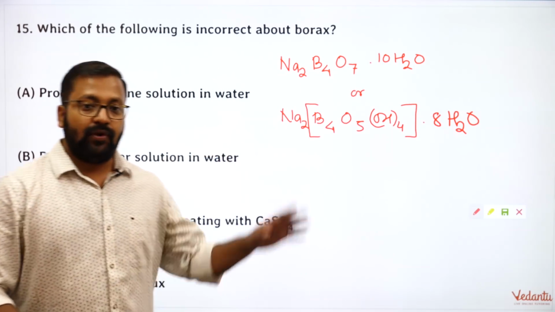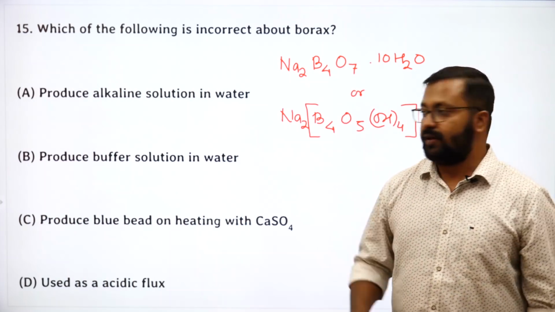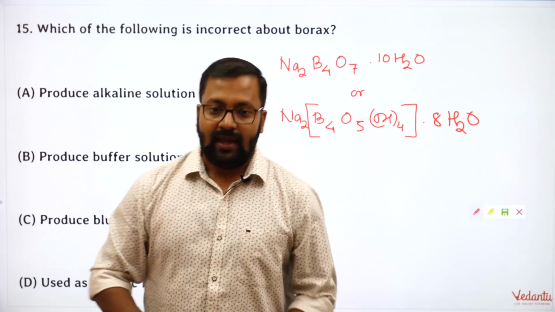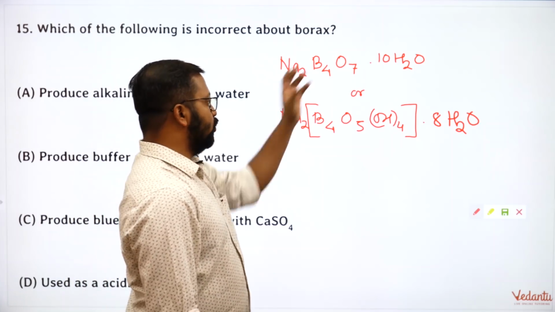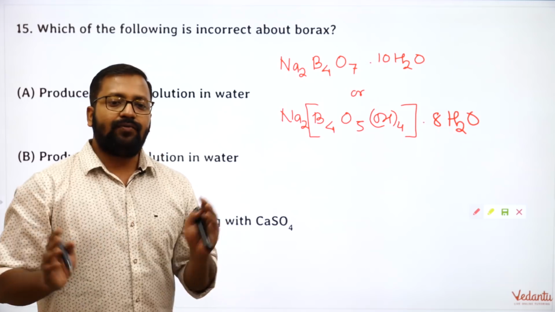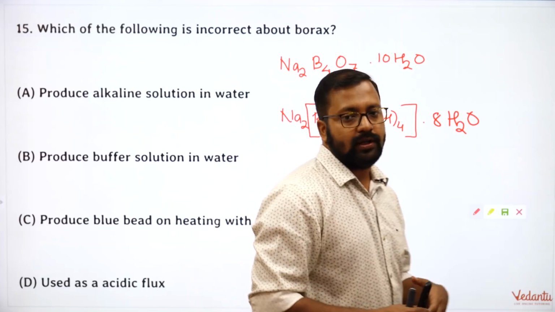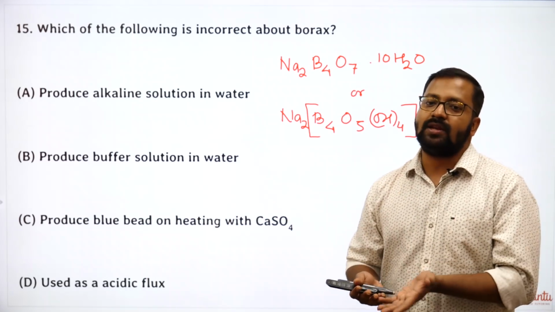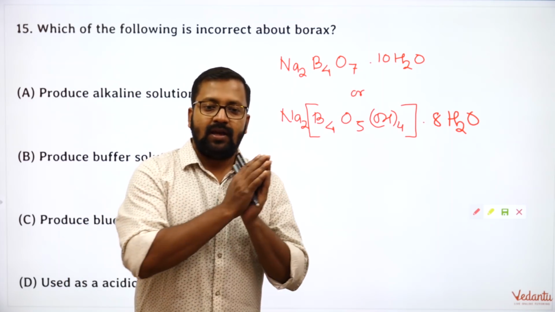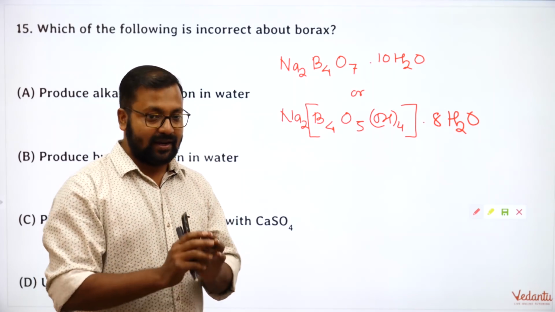Now let's evaluate the first option. Produces an alkaline solution in water. Obviously, if we put this in water, it will produce an alkaline solution of pH 9. One thing we can see is that this anionic part, sodium and borate, must have come from a weak acid, and sodium comes from a strong base. So when we dissolve it in water, a hydrolysis reaction will take place, which will generate a solution of pH 9, or an alkaline solution will be generated.